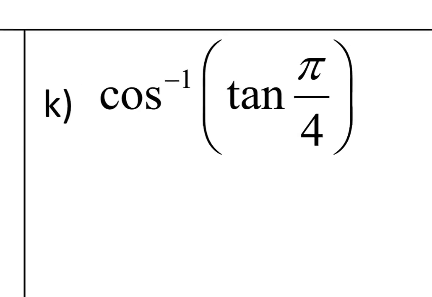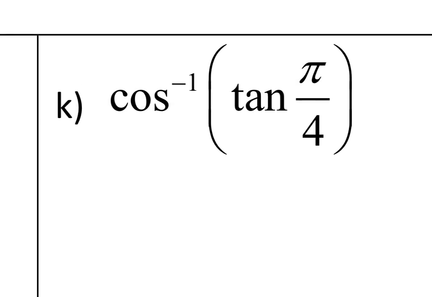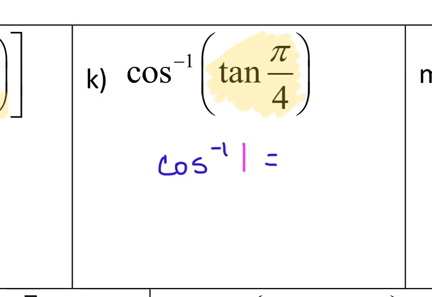Now, tangent of pi over 4, well, pi over 4 is 45, and so tangent of 45 is 1. And so this problem is asking you, what is the cosine inverse of 1? And that's going to be a quadrantal angle. And if you think about your 1s and 0s, right here, the x values are the cosines, and so cosine of 0 degrees is 1, so inverse cosine of 1 is 0 degrees.